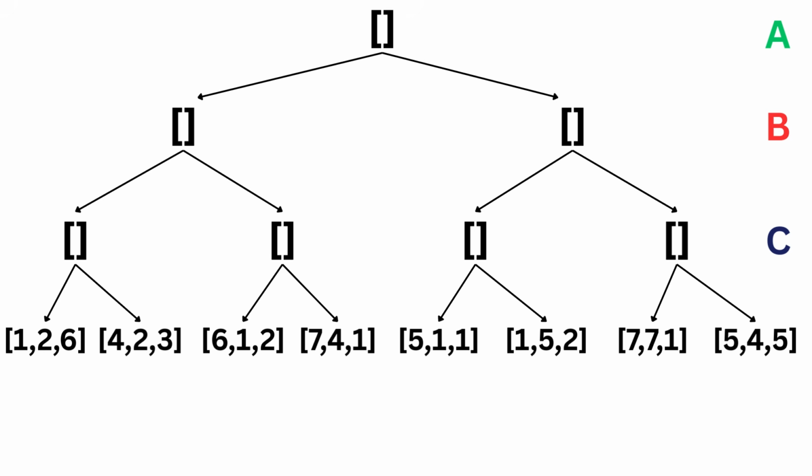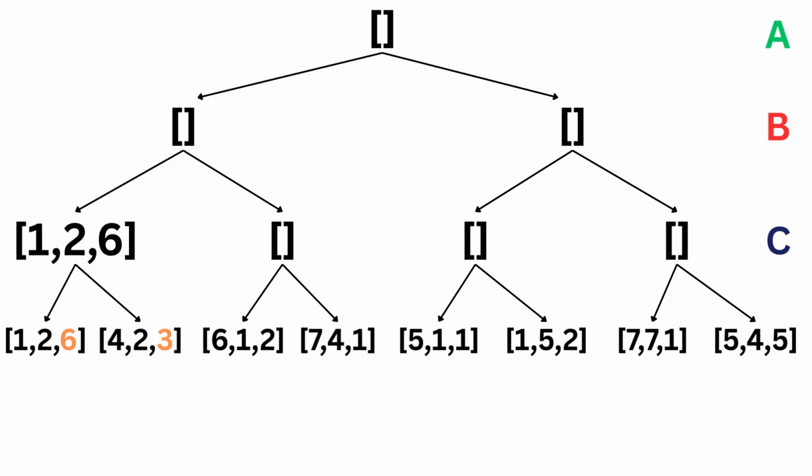Let's look at this tree. We have 4 levels. Player A starts at the root, player B takes the middle, and player C is at the bottom. Let's work our way up from the leaves. At this level, it's player C's turn. C looks at the third number in the triplet, a 6 versus a 3. Since 6 is higher, C picks the left branch, the value 1, 2, 6.